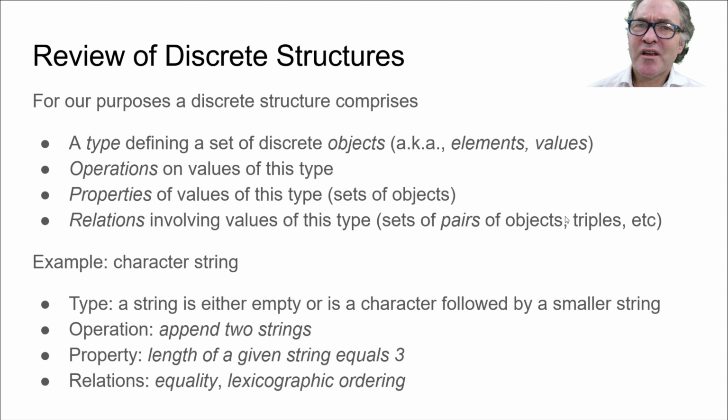So what's really interesting about properties is that they specify sets. The property of being of length 3 is tantamount to the definition of the set of all strings of length 3. Every string in the set of strings of length 3 has the property of being length 3. And any string that doesn't have that property, well, it's not in the set. So sets and properties turn out to be intimately related.